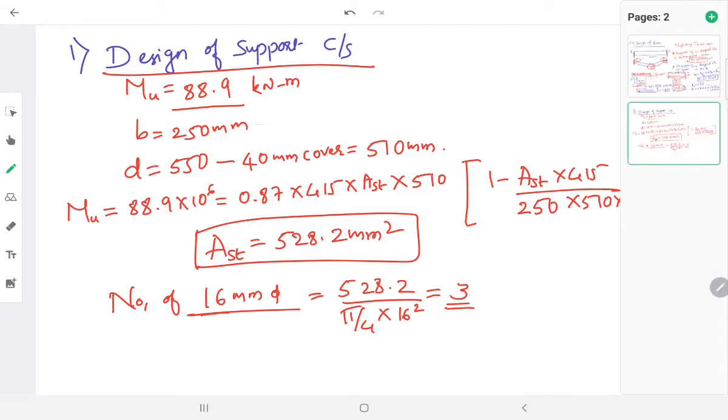Next step, similarly we have to design the mid span cross section. So it is design of mid span.